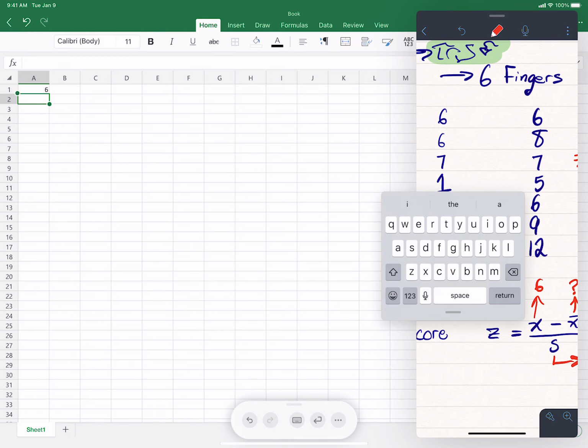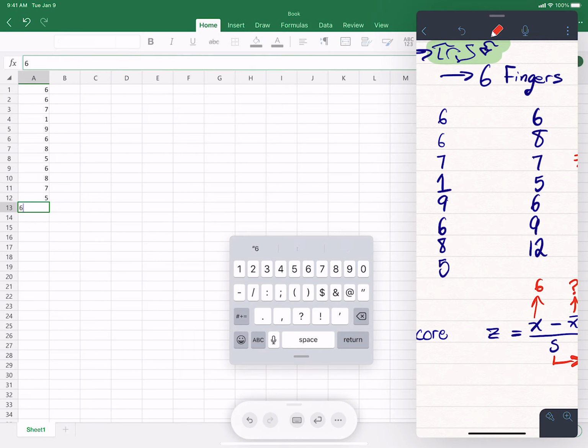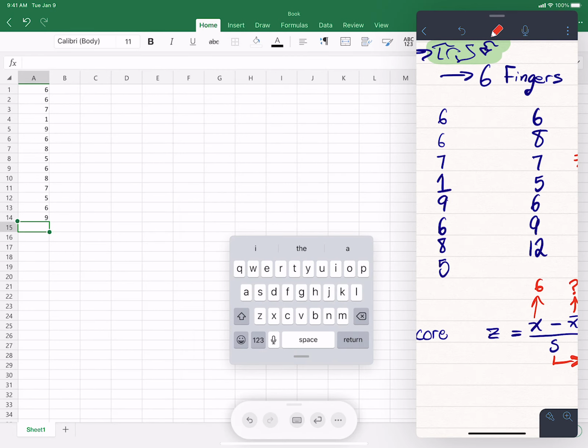Can y'all read the numbers off for me, please? 7. 1. 9. 6. 8. 5. 6. 8. 7. 5. 6. 9. 12. All right, so we got all our numbers there.